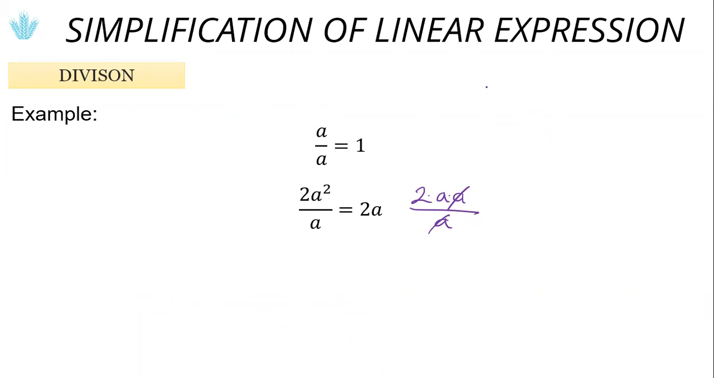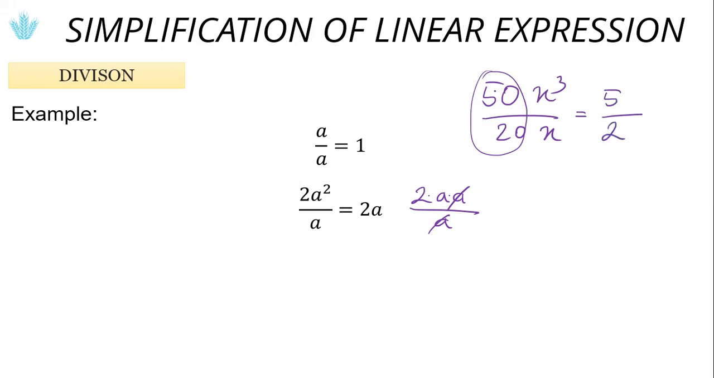You cross out the a. If for example 50x cube over 20x. Oh my goodness. How? You just look at the numbers first. 5 over 2, right? You can simplify. 50 by 20 is divided by 10, divided by 10. X cube means x times x times x, one x remains and you discard it. So what remains is x square. That's it. It's quite simple for the division.